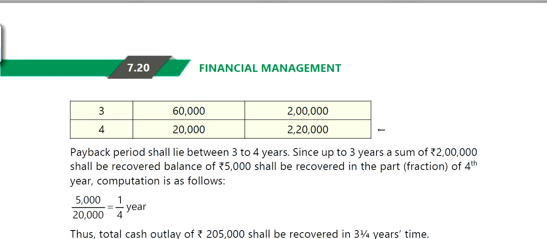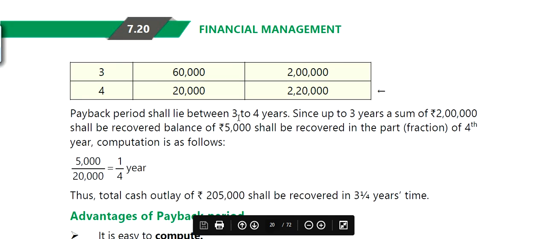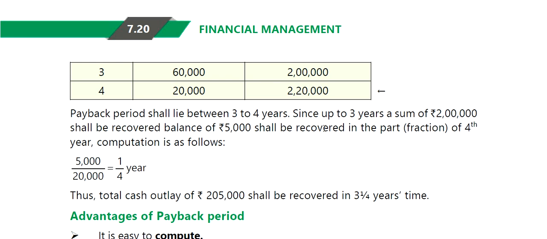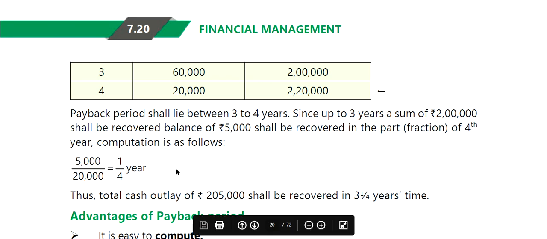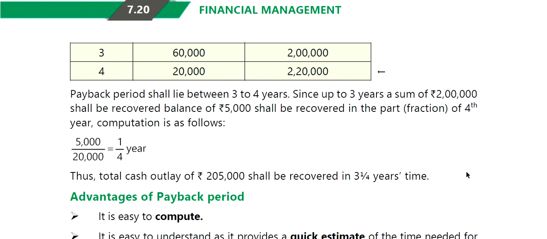That is what they explained here. The payback period shall lie between 3 and 4 years, correct? Because it is a 2 lakh 5,000 investment. Since up to 3 years a sum of 2 lakh is recovered, the balance 5,000 shall be recovered in a part fraction of the 4th year. Computation is as follows: 5,000 divided by 20,000, so 1/4 year. Thus the total cash outlay of 2 lakh 5,000 shall be recovered in 3.25 years.